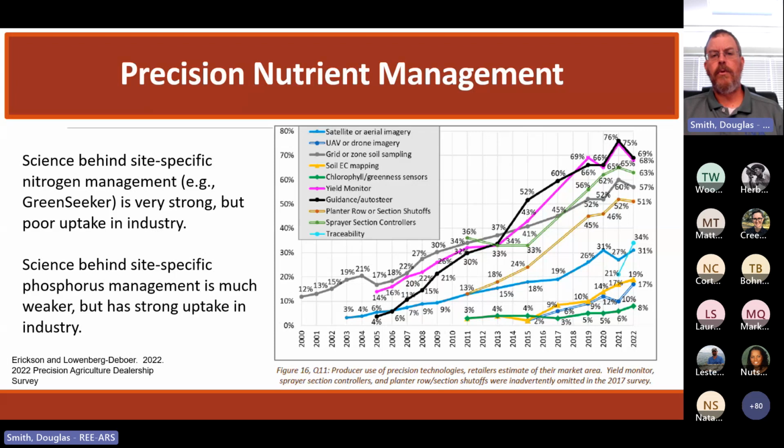And we know that as you move through the field with a Green Seeker and you identify areas that are hungry for nitrogen and you apply that nitrogen, you're going to get a good yield response from that application. So there's very strong science behind these nitrogen application technologies. But so far, poor uptake in the industry. There is strong uptake of site-specific management of phosphorus through grid or zone variable rate technologies. So good uptake, but the science is much weaker, and I'll demonstrate that later in the presentation.